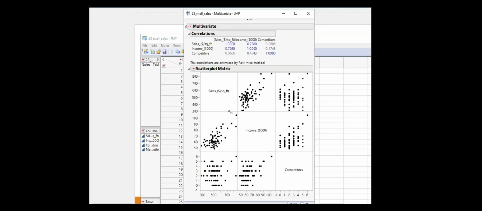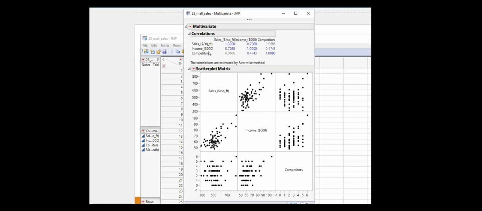So if you pay attention, you can see that this is the diagonal of the matrix. Below the diagonal and on top of the diagonal are actually the same things, okay? So we can just look at one of them. Now, looking at correlations, under sales, the first column, sales by sales is 1. Of course, association to itself is 1. So ignore those ones. Never use those ones in your reports, because that's sales to sales, income to income, competitor to competitor, right?